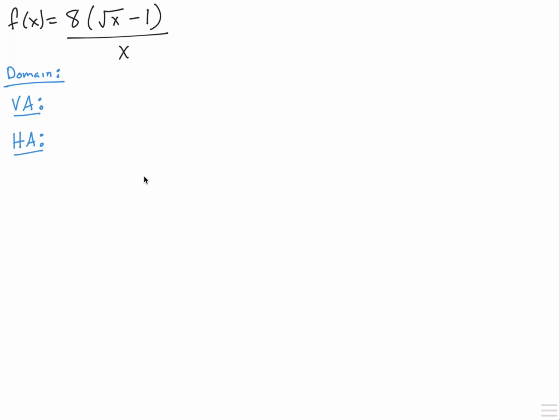All right, what'd you get for the domain? But there's more than that. So it can't equal 0 because the denominator can't equal 0, right? But it has to be positive, because you have a square root in there, right? So x has to be strictly greater than 0. If you only had the radical, it would be greater than or equal to. But because you also have an x in the denominator, it can't equal 0 either. So x has to be strictly greater than 0.